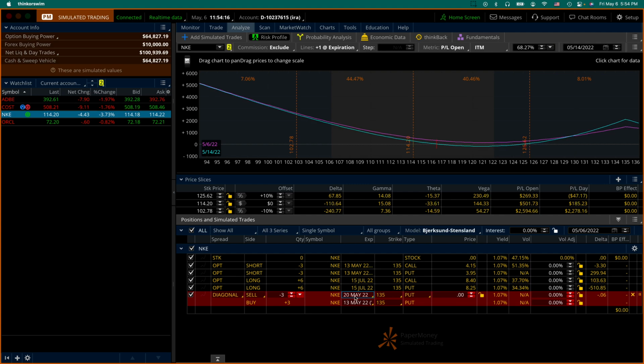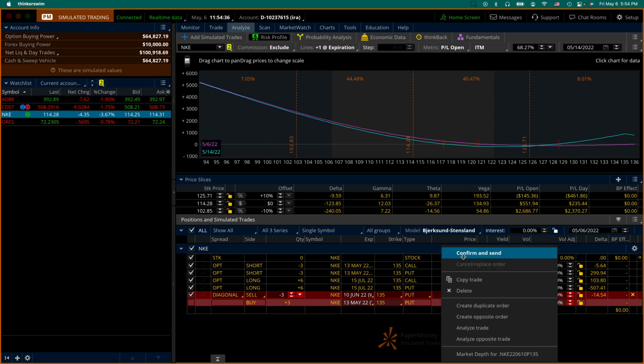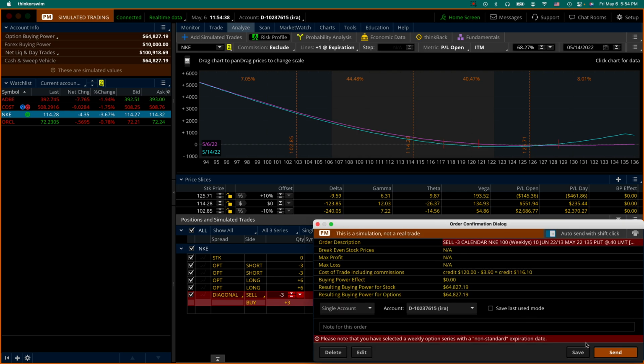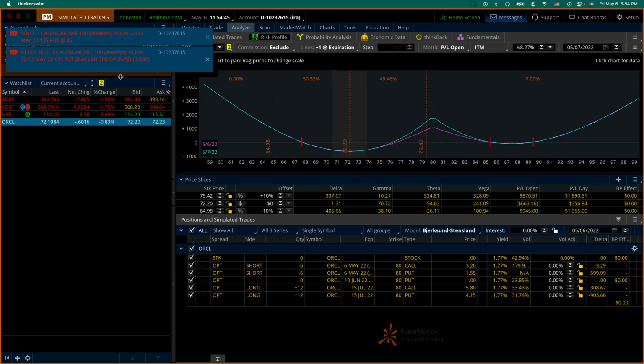Let's adjust the puts by selling the June right there. May 13, June 10th. That gives us next to nothing, 37 cents, 40. Let's lock that in, confirm and send. We are rolling the put. That was the Nike, filled rather quickly.